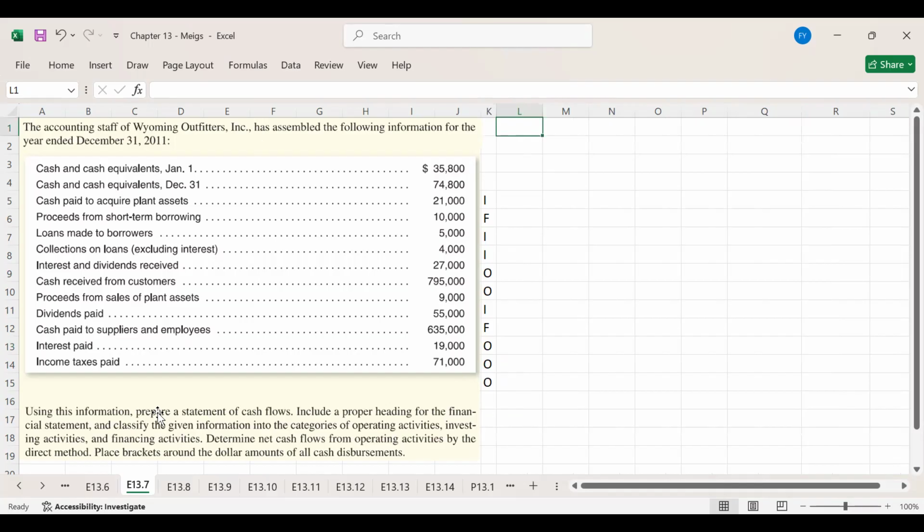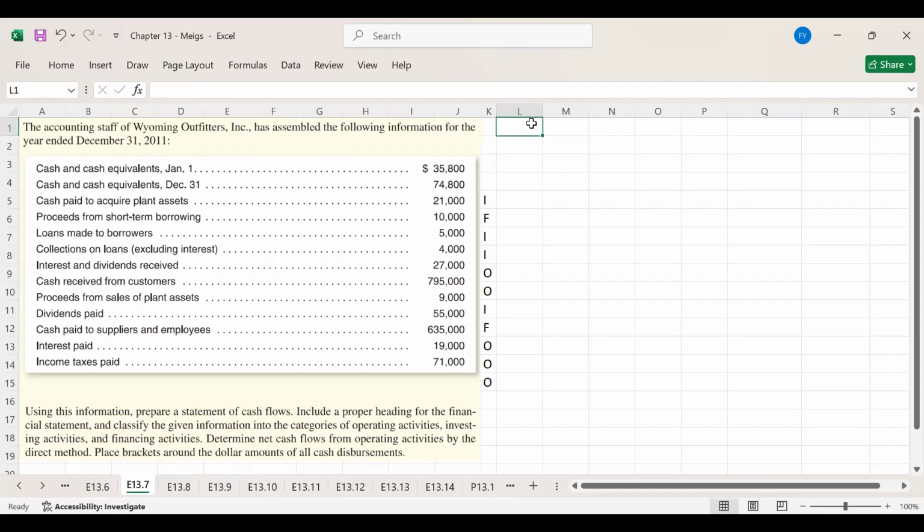Using the above information, prepare a statement of cash flows with proper headings of a financial statement. Classify the given information into, as we have discussed, three categories. So we are going to classify these categories. And for operating activities, we are using the direct method. Place brackets around the dollar amount of all cash disbursements. Means if we have an outflow, then we will represent it by placing brackets around the amounts.